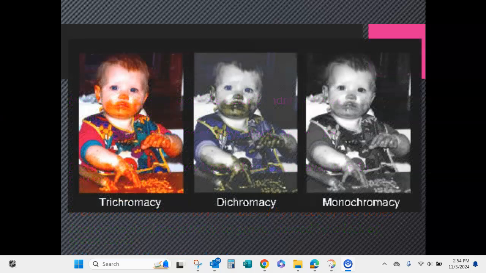Here is an example showing the difference between the three. Trichromacy would be normal, with all three of their colors working. With dichromacy, in this one, they can see their blue shades, but not the others. And then with monochromacy, they can only see shades of gray.